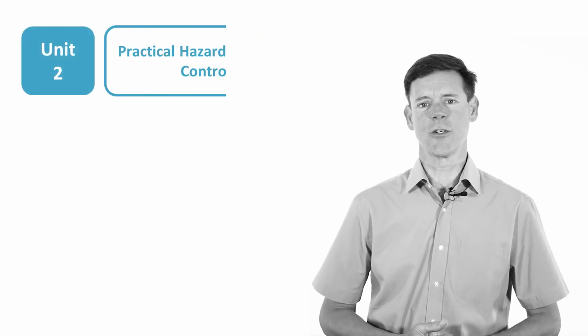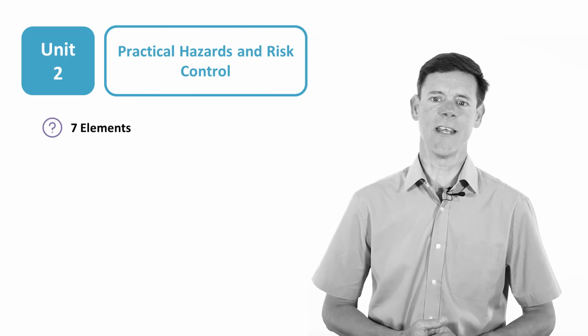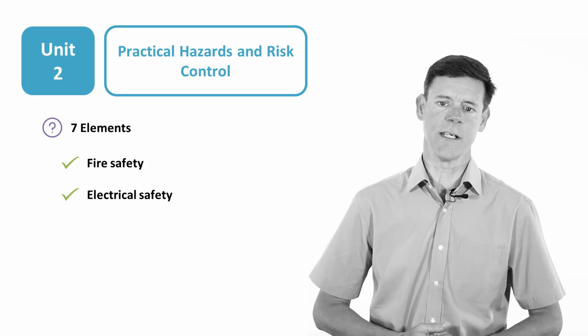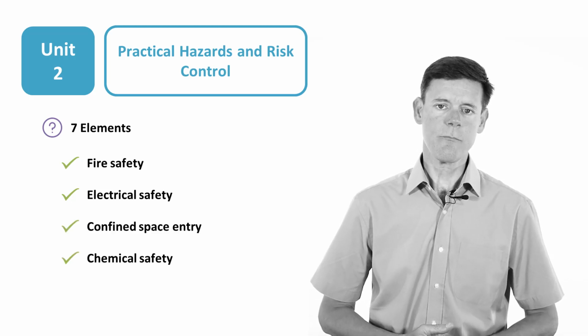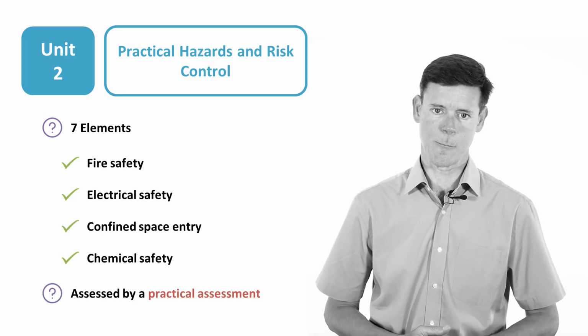The second part, Unit 2, is concerned with practical hazards and risk control. So it consists of seven elements covering topics such as fire safety, electrical safety, confined space entry, and chemical safety. These seven elements are assessed by a practical assessment.